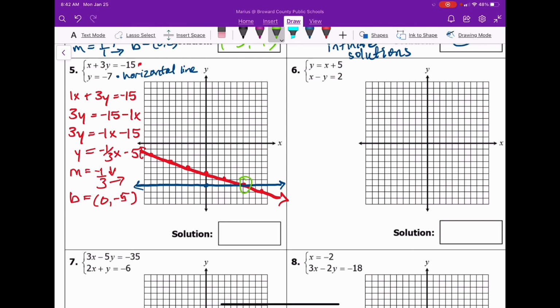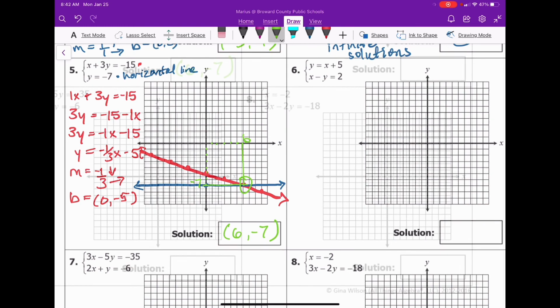Let's go ahead and look at where these two lines intersect, which is right here. So let's see, 1, 2, 3, 4, 5. That's positive 6, and 1, 2, 3, 4, 5, 6, 7, negative 7. So x is positive 6, y is negative 7. And that would be the solution there, graphically.